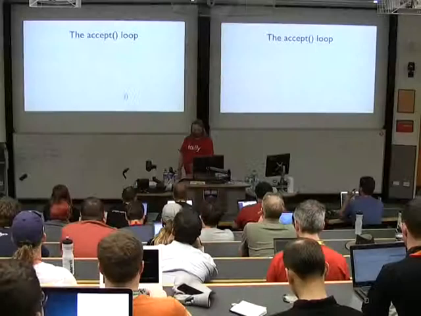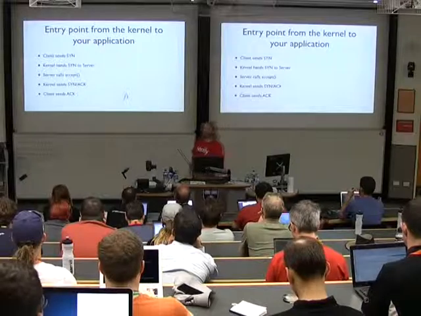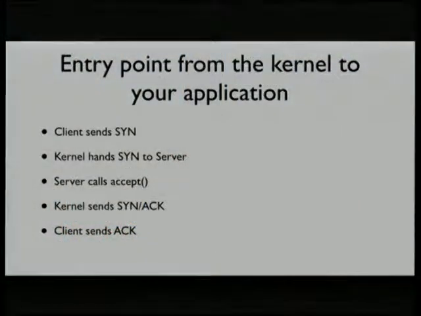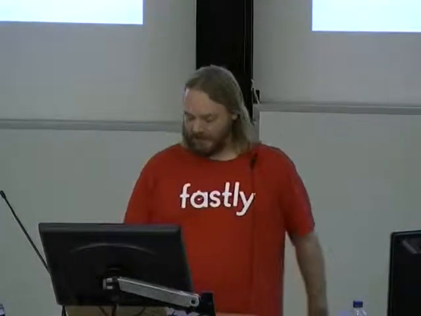So, start with the accept loop. This is where your application talks to the kernel, the boundary between the two. A client sends the traditional three-way handshake. Client sends the SYN. The kernel then hands this into your server. The server decides what to do with it by calling accept. The kernel then sends a SYN-ACK back to the client, and the client sends the ACK. And now we actually have a session.